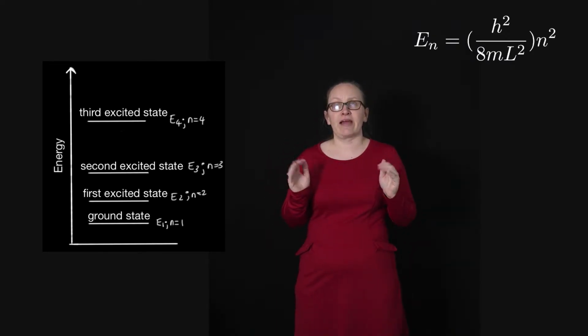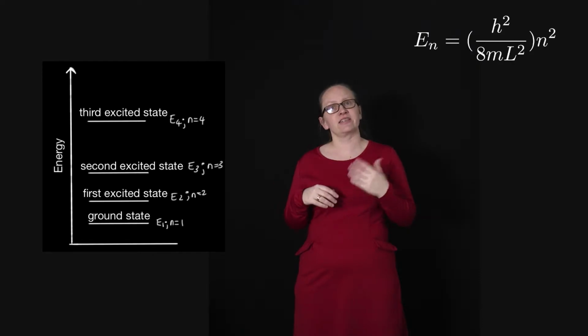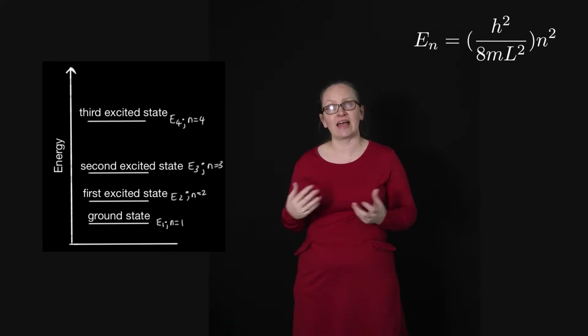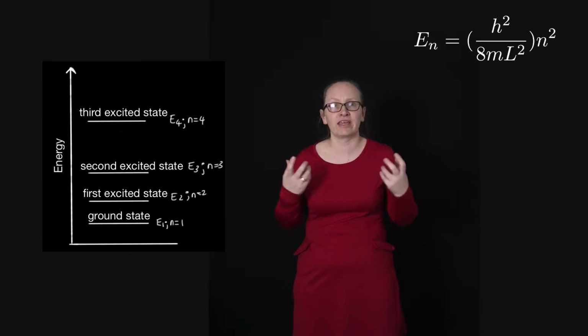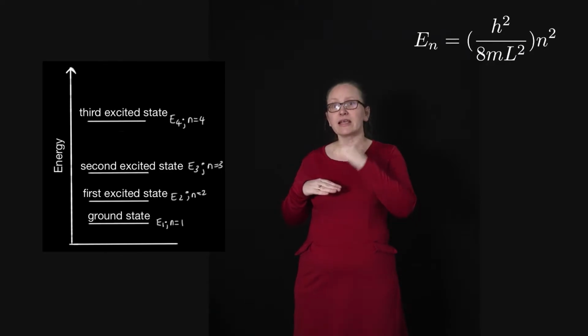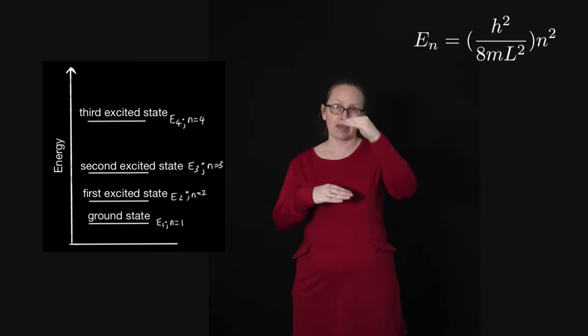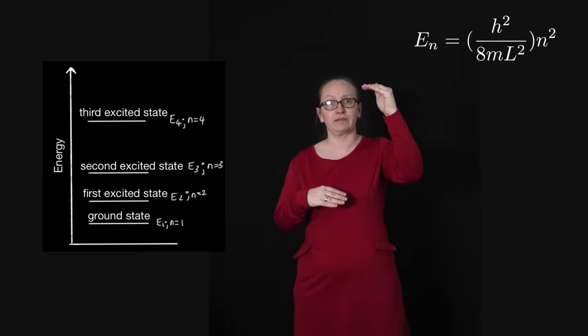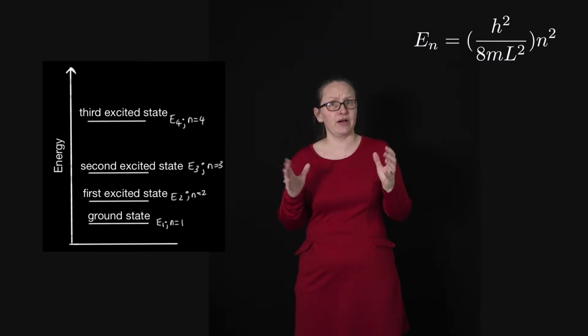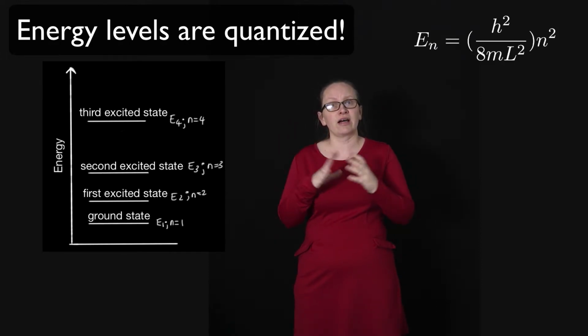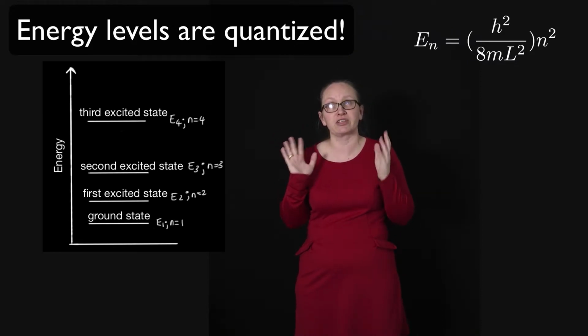In this diagram, the lowest state, that's the state with n equals 1, is called the ground state. So that's the lowest allowed energy level for an electron in the given potential well. The next state up with n equals 2 is called the first excited state. Then we've got the second excited state for which n equals 3, and so on. The really important point is that these energy levels are quantized. An electron in the well can't just have any random energy, it has to have one described by the equation that we've just written down.